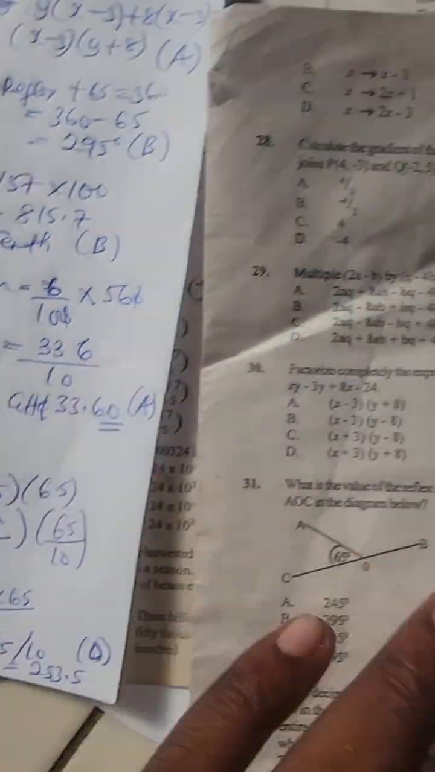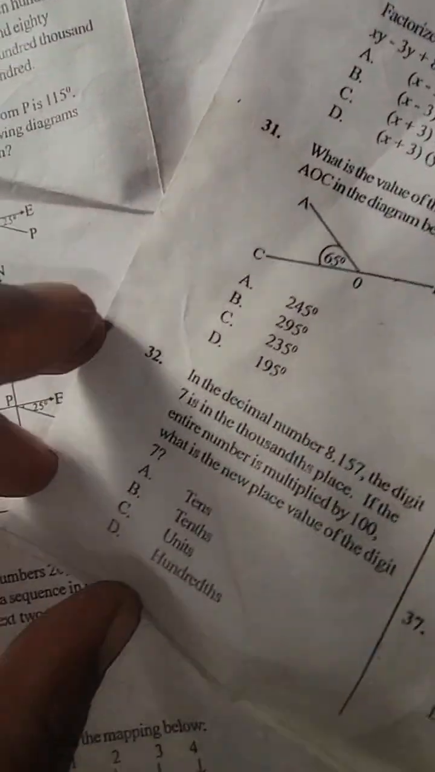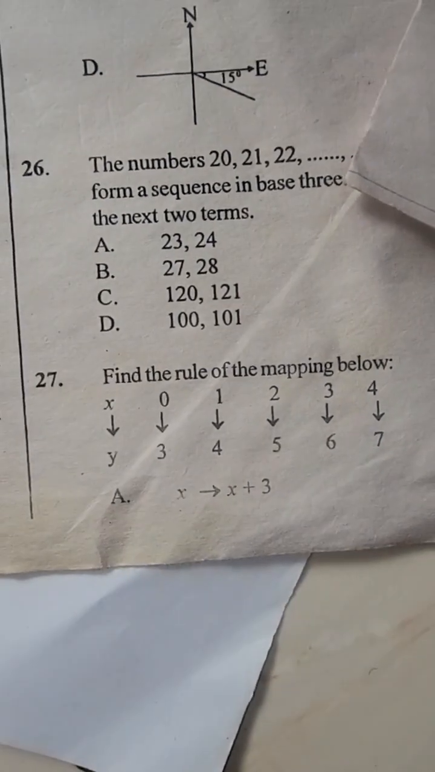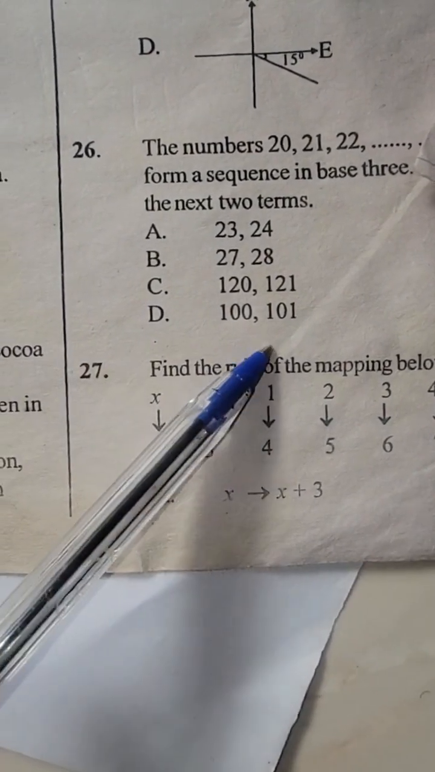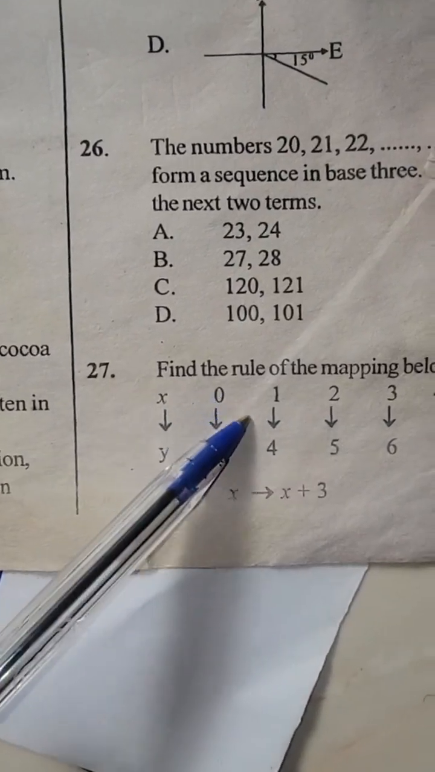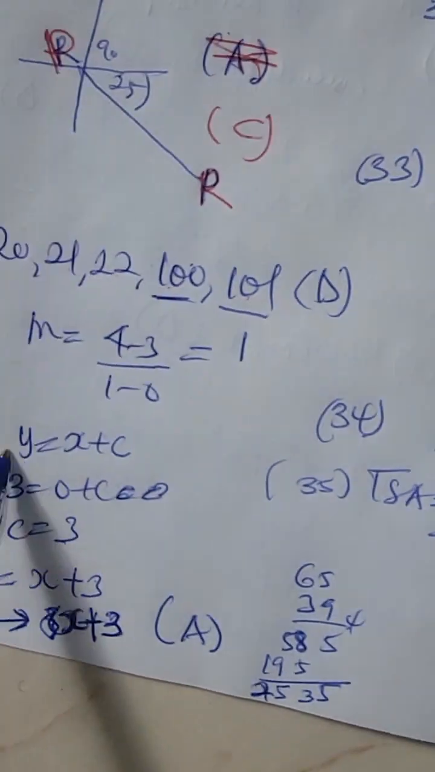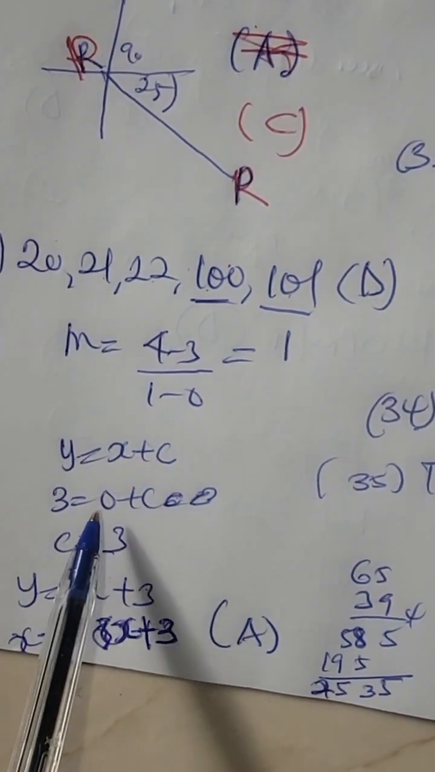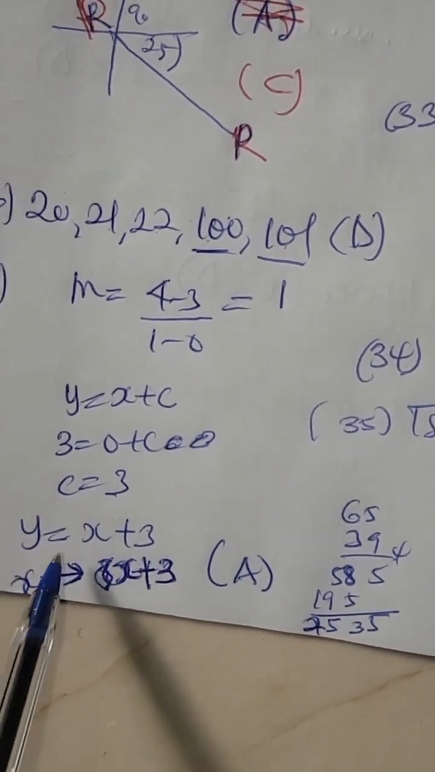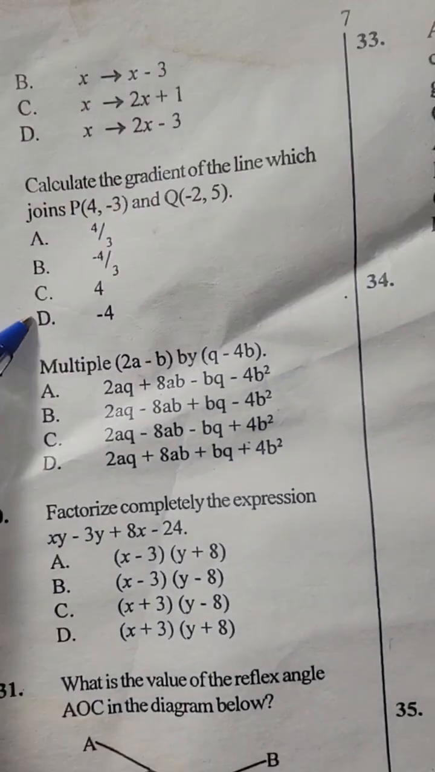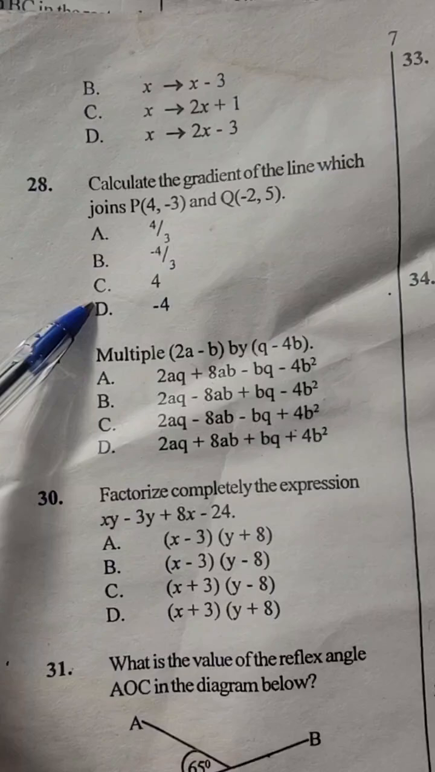To question number 27, we first have to find the gradient: 4 minus 3 over 1 minus 0. That's 1 over 1, that's 1. So you now use y is equal to mx plus c. So y is 3, x is 0. We find c is 3. So y is equal to x plus 3. That's option A.